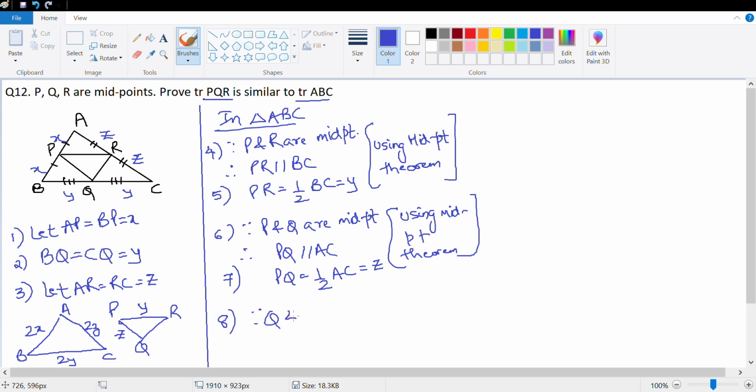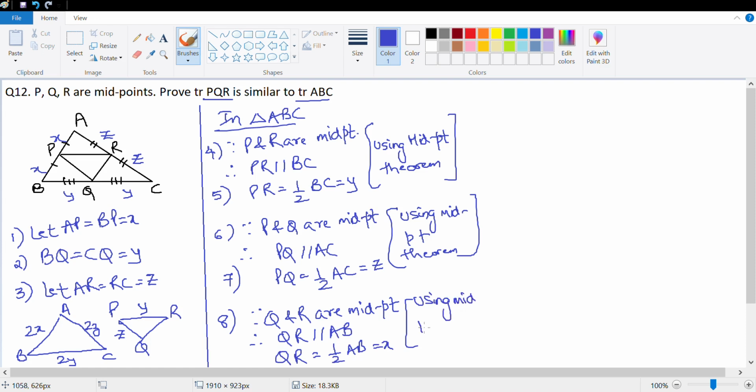Since Q and R are midpoints, therefore QR is parallel to AB and QR is equal to half of AB, which is equal to X. This is again using midpoint theorem. So this is point number 9. Now that we've got our basic things clear, let's try and prove them similar using some method.